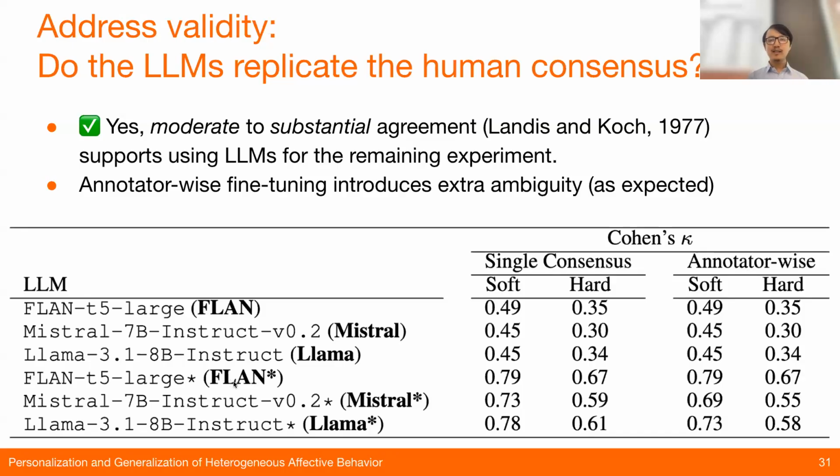Based on the results, we can see there is moderate to substantial agreement based on Landis and Koch's interpretation of Cohen's kappa, and this supports the use of LLMs to replicate the human consensus and also their use for the remainder of the experiment. The second thing we observed was that the annotator-wise fine-tuning introduced more ambiguity, as expected, since they were trained on individual human annotations rather than a majority consensus.